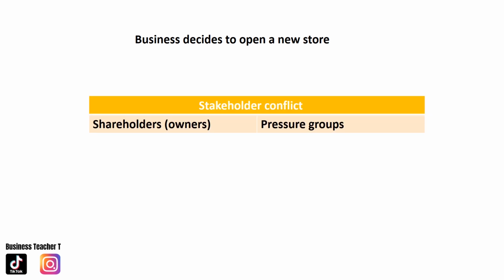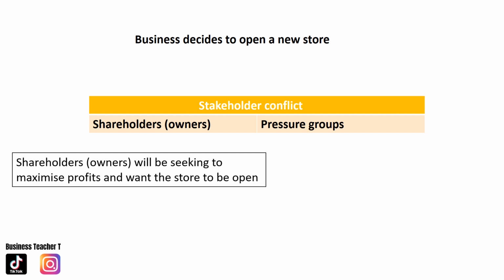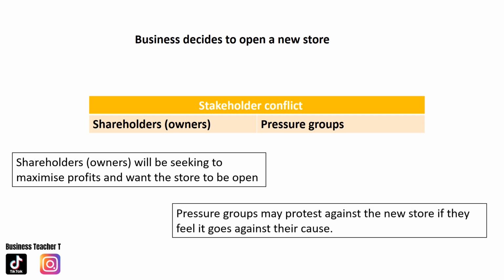If a business decided to open up an additional store, owners and pressure groups may conflict. Owners will want the store to be open because they're seeking to maximize profits, whereas pressure groups may protest against the new store if they felt it went against their cause. For example, if they felt the new store would increase pollution, as customers would be driving to and from the new store, which could increase air pollution.